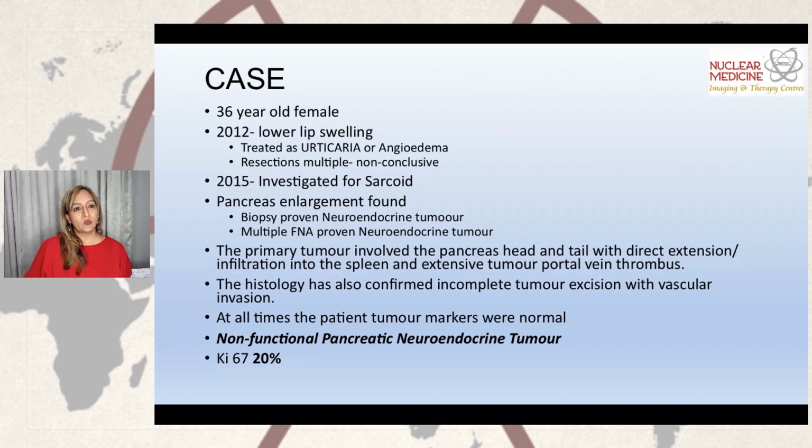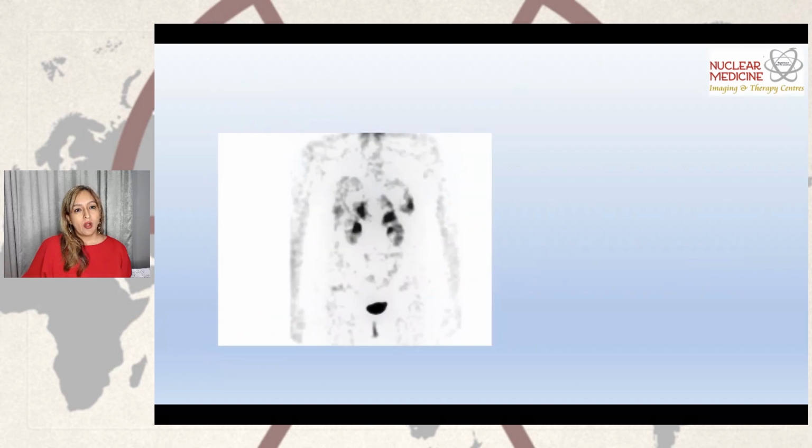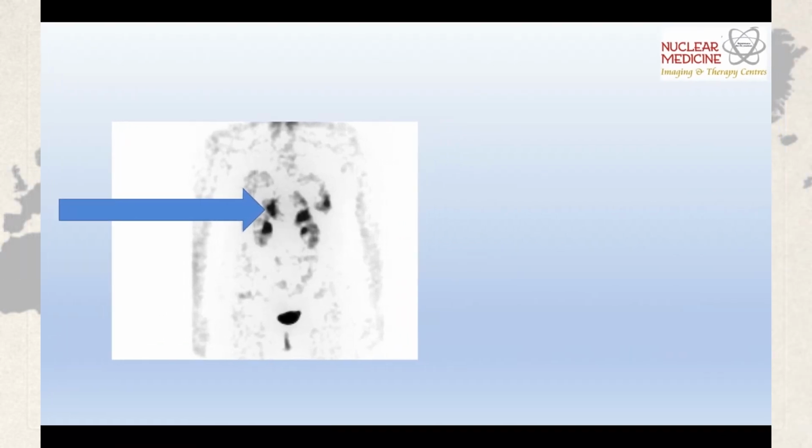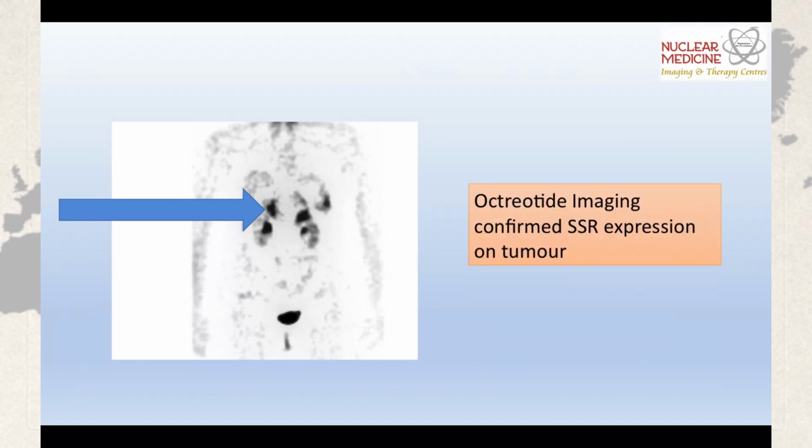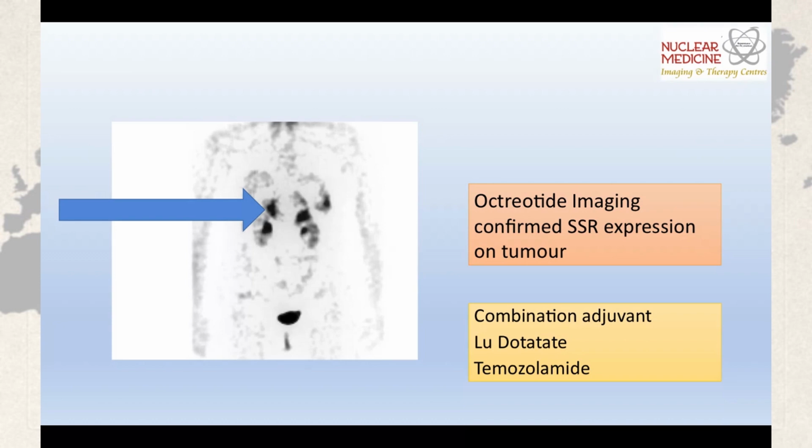Her Ki-67 was 20%. At all times, the patient's tumor markers were normal, a non-functioning pancreatic neuroendocrine tumor of moderate grade. On the octreotide scan, you are able to see that she had positive SSR2 receptors. In view of the Ki-67 index, we decided in the multidisciplinary team on a combination of lutetium dotatate as well as temozolomide.